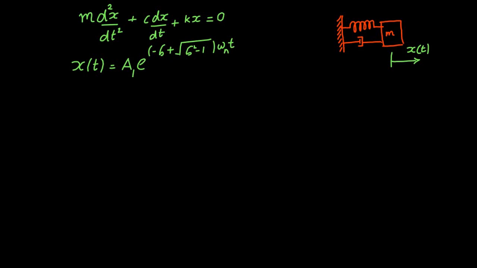Okay. And you know that if you have two solutions to this particular governing differential equation, you can add the two solutions, which is also the solution to the governing differential equation. So the second solution is plus a2 into e raised to the power minus psi minus square root of psi square or eta square minus 1 into omega n into t.